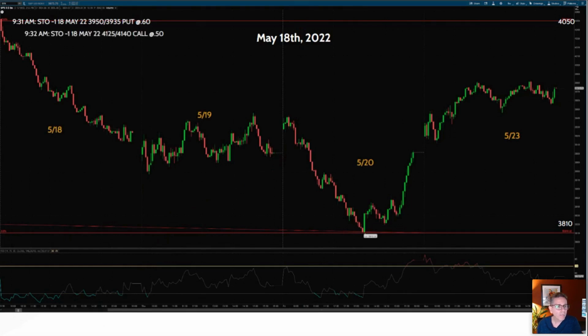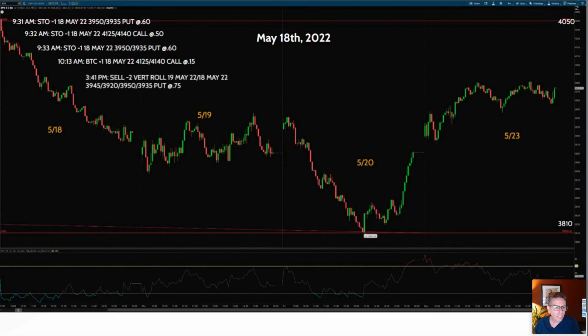Then what happened from 9:32? Basically, I put on a call spread, and then I added a put spread to the position for 60 cents as well. The market kept going down, and so I closed the call spread because I knew that I was going to have to manage the put spread, and sure enough, I ended up in the money on the put spread.